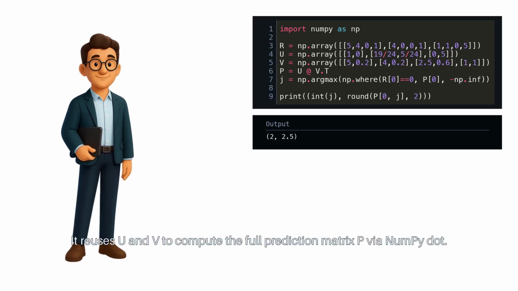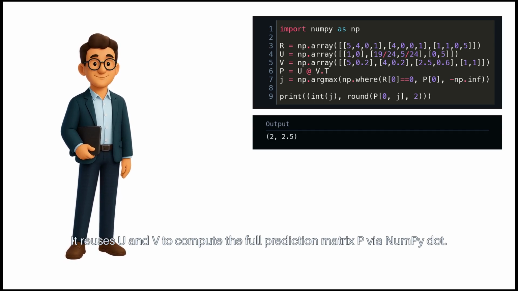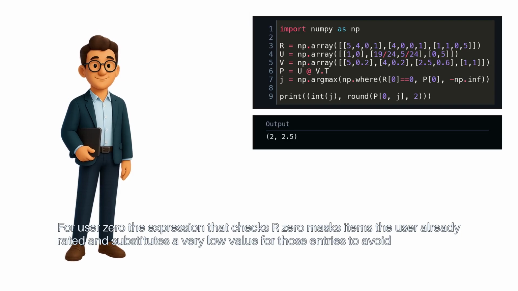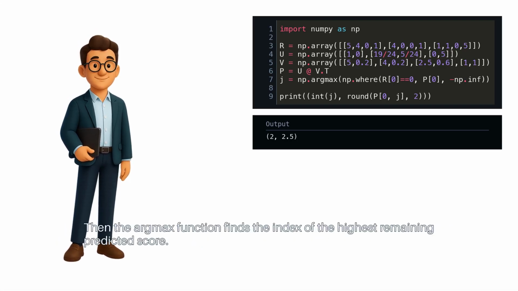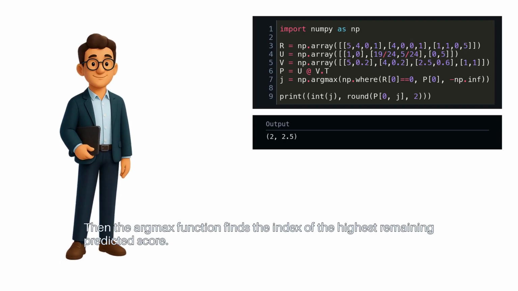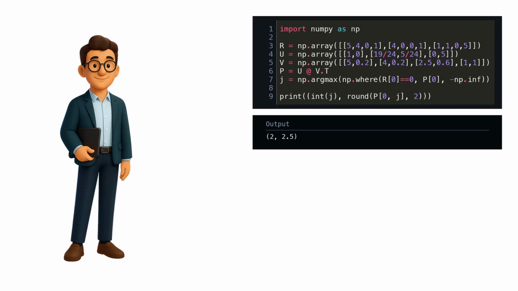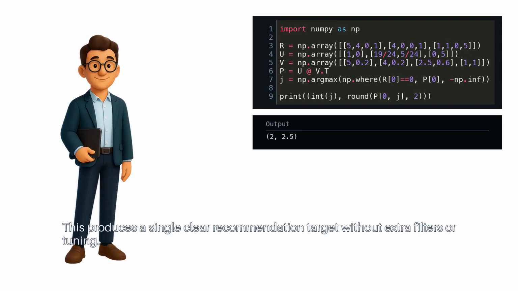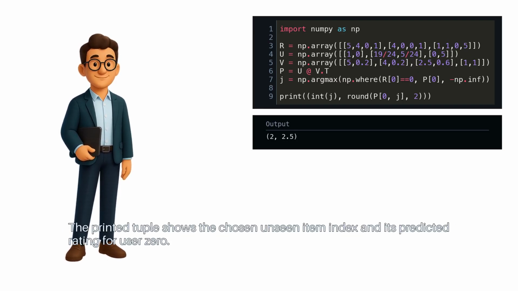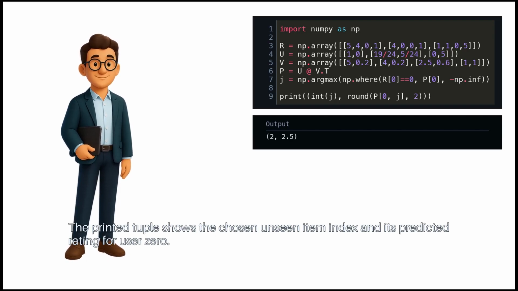It reuses U and V to compute the full prediction matrix P via NumPy dot. For user 0, the expression that checks R0 masks items the user already rated and substitutes a very low value for those entries to avoid recommending seen items. Then the argmax function finds the index of the highest remaining predicted score. This produces a single clear recommendation target without extra filters or tuning. The printed tuple shows the chosen unseen item index and its predicted rating for user 0.